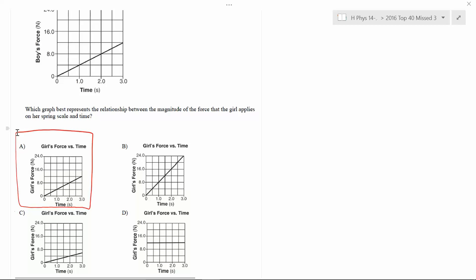That's graph A. This is in the same genre of: if the Earth pulls on the moon and the moon pulls on the Earth, which is harder? It's the same. Tractor trailer hits a small car. The tractor trailer feels the same force as the car, but in the opposite direction.